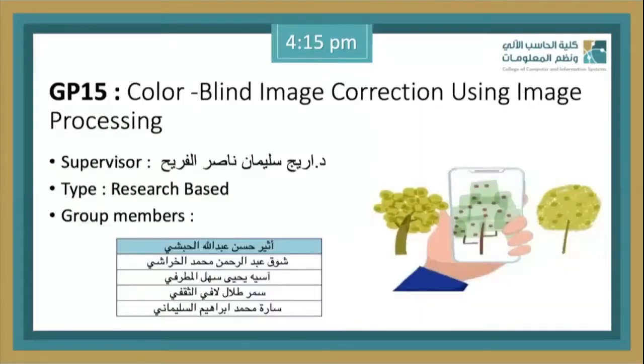The project is about blind image correction using image processing. This group is supervised by Dr. Al-Qura, and it's a research-based group. Their group members are Asira Al-Habshi, Shawd Al-Kharashi, Asya Al-Matrafi, Samara Al-Thaqafi, and Sarah Al-Salamani. Please start your presentation now.